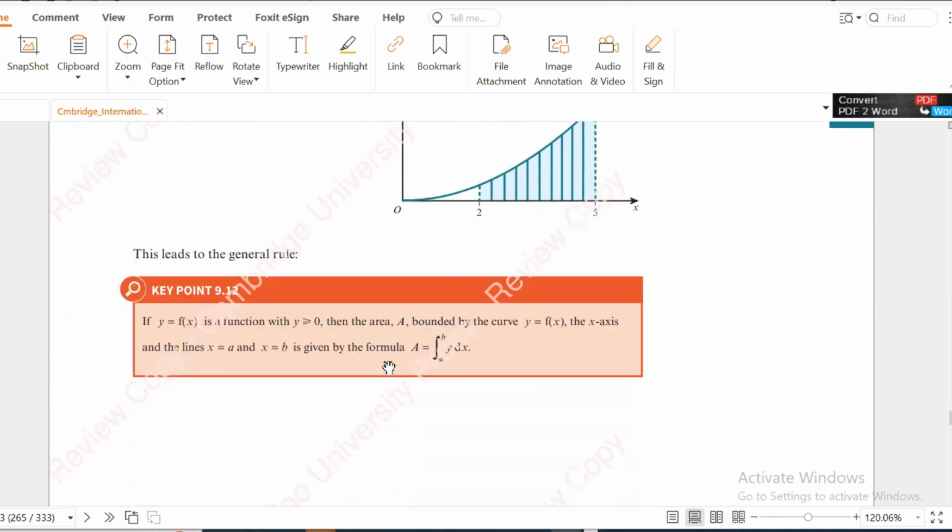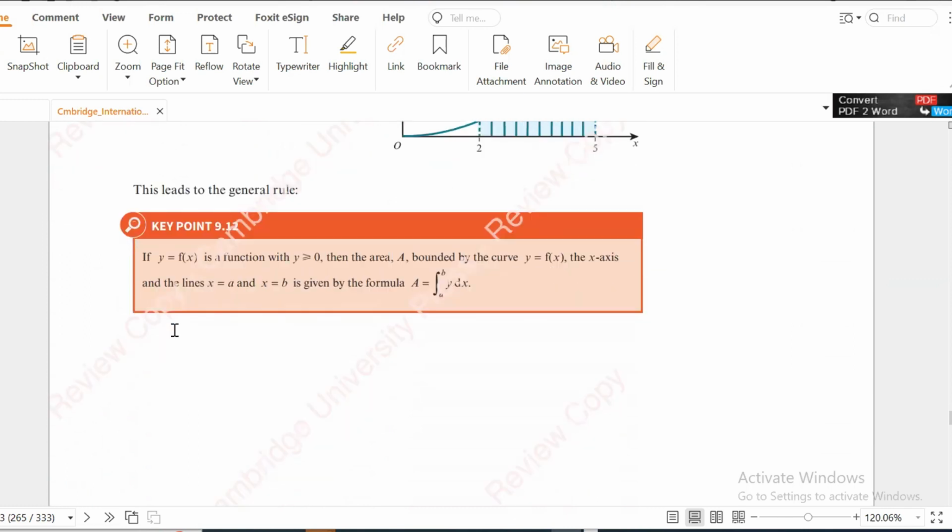The formula which we will apply: if y is equal to f of x is a function with y greater than or equal to 0, then the area A bounded by the curve y is equal to f of x, the x-axis and the lines x is equal to a, generally, and x is equal to b, the final limit. And the formula, as you can see, is A equals the integral from lower limit a to upper limit b of y dx, and y is basically the function f of x. We will see it in the question.